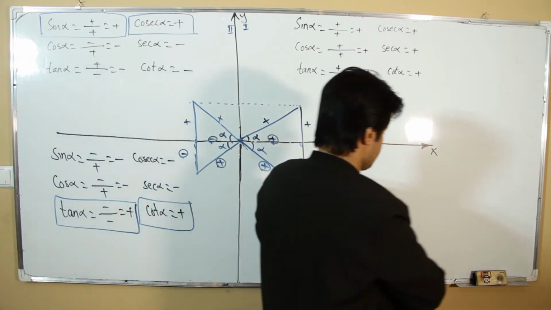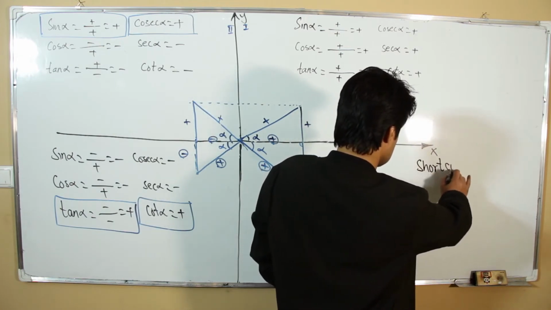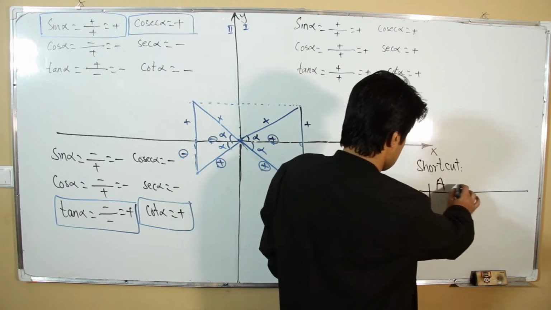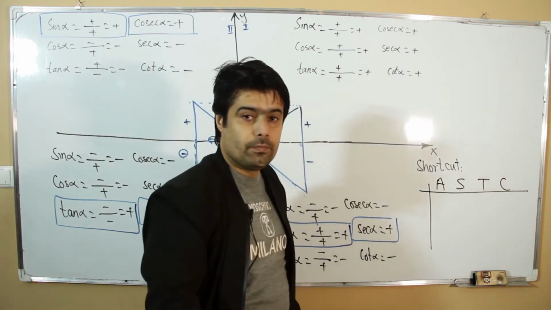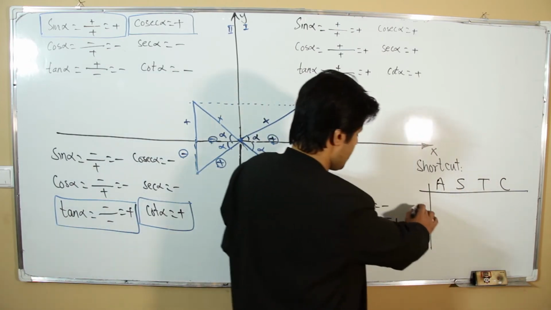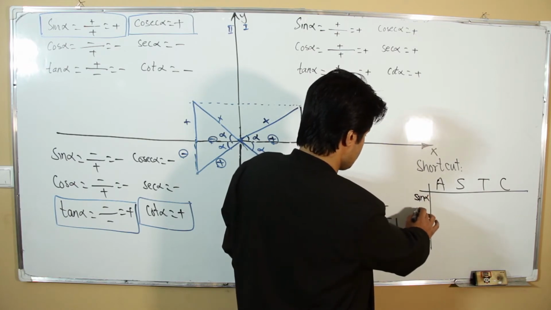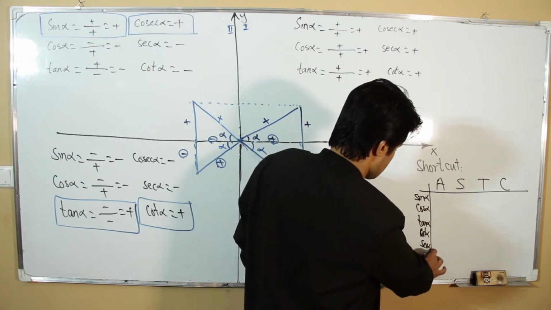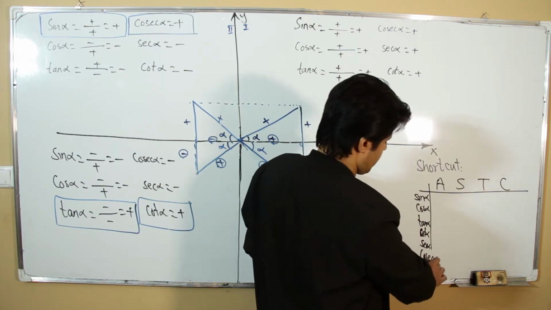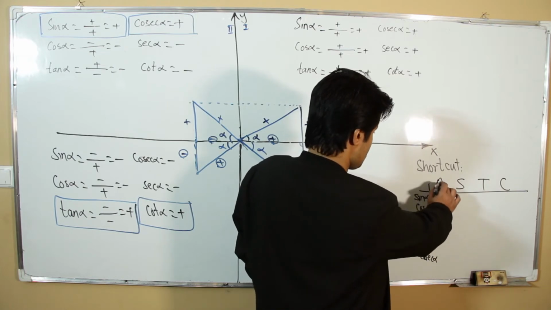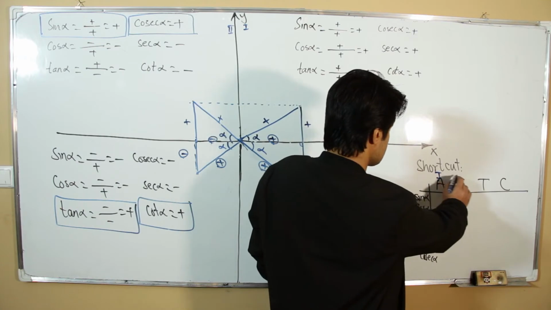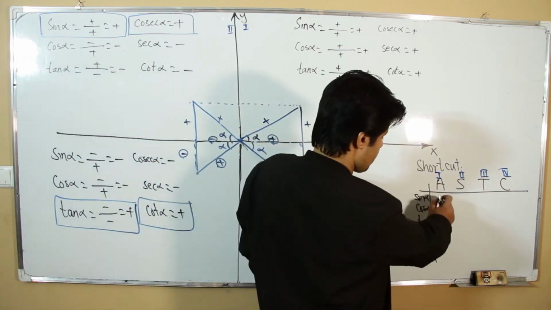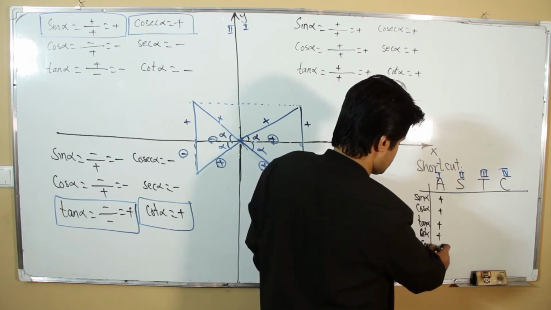So we will have a shortcut here. If you forget, just use this word: ASTC. What does it mean? We have six ratios: sine of alpha, cosine alpha, tangent, cotangent, am I right? Sec and cosec of alpha. Now suppose this is your first region, this is your second, this one is your third, and this one is your fourth region. In the first region, all of them are positive.